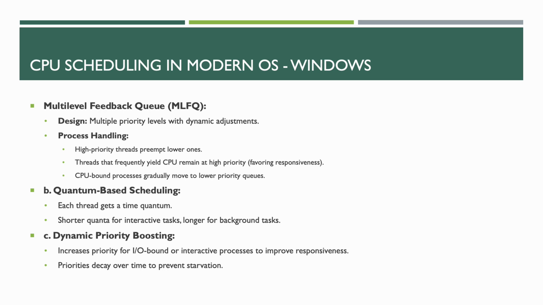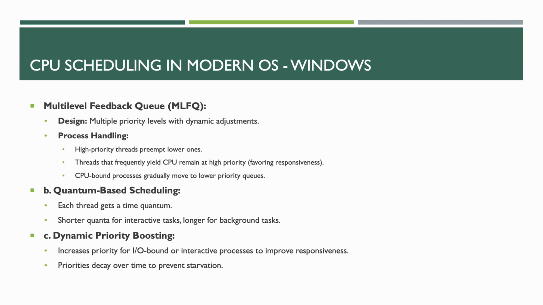Then quantum based scheduling, where each thread receives a specific time slice. Shorter quanta are allocated to interactive tasks, ensuring responsiveness, and longer quanta are assigned to background tasks to allow uninterrupted execution. Third is dynamic priority boosting, where it increases priority for IO bound or interactive processes to improve system responsiveness. And priority decay prevents process starvation, ensuring fairness among tasks.